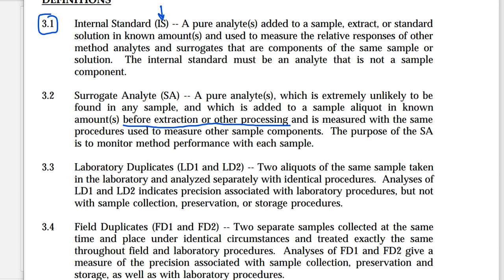So again, I think it's my job to flesh out this definition of an internal standard a little bit better, because if you're not very careful, you're going to look at internal standards and surrogates and be like, well, what's the difference? I mean, a pure analyte is added to a sample, and the surrogate says a pure analyte is added to a sample. And then we measure the responses, and for the surrogate we also measure those responses. So why on earth is there something a little bit different here?